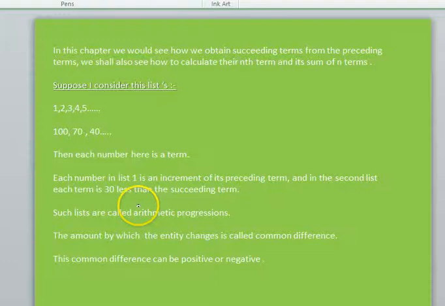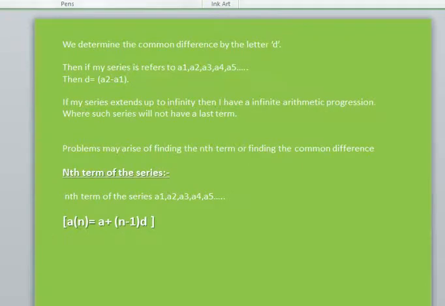Such lists are called arithmetic progressions. The amount by which the entity changes is called the common difference. This common difference can be positive or negative; in this case it is plus 1 and in this case it is minus 30. We denote the common difference by the letter d. If my series is A1, A2, A3, where I'm simply giving them addresses, then d is equal to A2 minus A1. Not only could it be given by A2 minus A1; if A1 and A2 are unknown, I can find it out by A5 minus A4, or any consecutive terms.